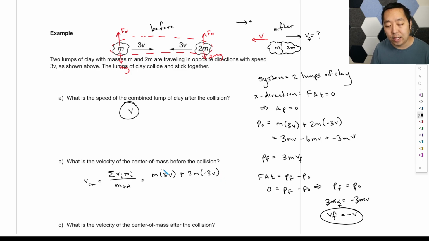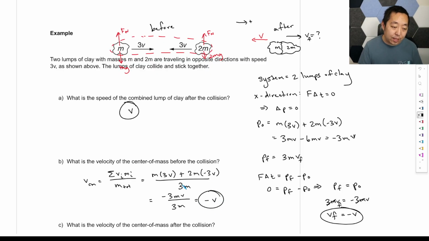Oh, look at that. That's the momentum calculation. If you notice it, that's the momentum calculation we just did. Divided by m plus 2m, which is 3m. And that's going to give you 3mv minus 6mv, which is minus 3mv over 3m. And that's going to get negative v.